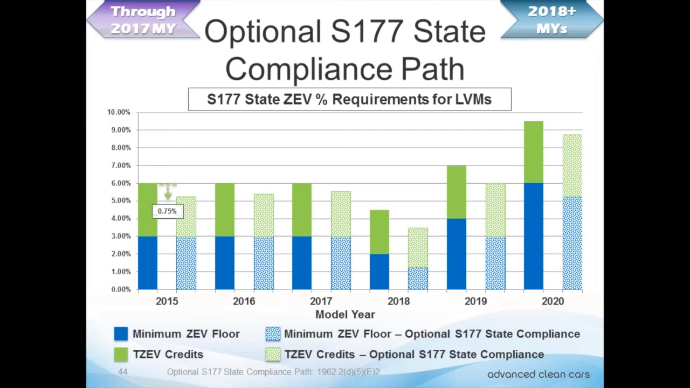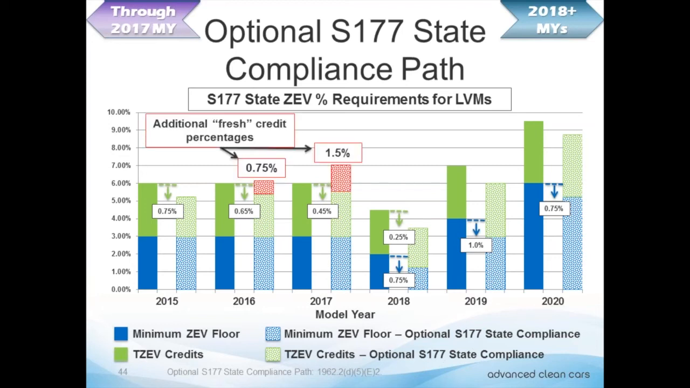As a result of choosing the optional Section 177 state compliance path and placing additional ZEVs in each of the Section 177 states prior to 2018 model year compliance, this manufacturer will have the percentage of the requirement that may be met with TZEVs reduced in model years 2015 through 2018, and their minimum ZEV floor reduced for 2018 through 2020 model year compliance. In addition, the manufacturer must produce additional ZEVs in model years 2016 and 2017 in each of the Section 177 states as a result of choosing the optional compliance path.